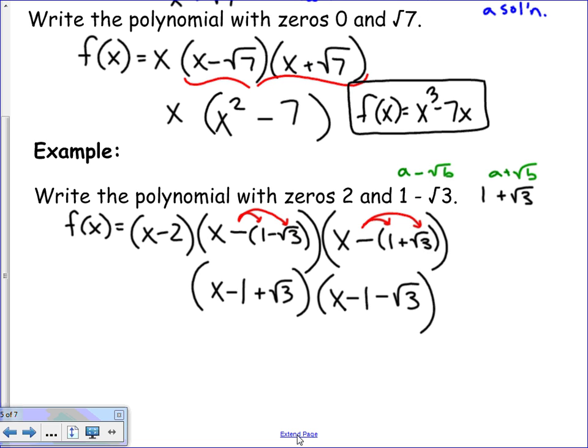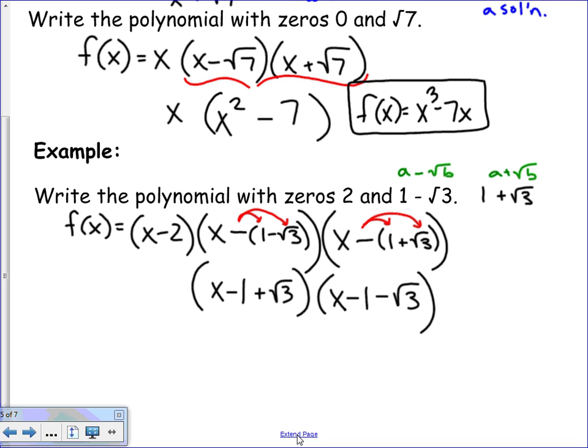You should come up with 2 groups of parentheses, x minus 1 plus square root 3, x minus 1 minus square root 3. Can you think about regrouping those so it is more like x minus square root 7 and x plus square root 7? Which 2 terms should be grouped together? The square root 3 cancel.